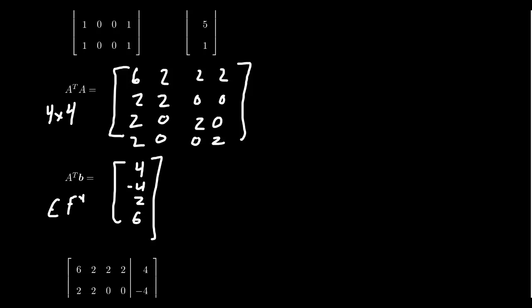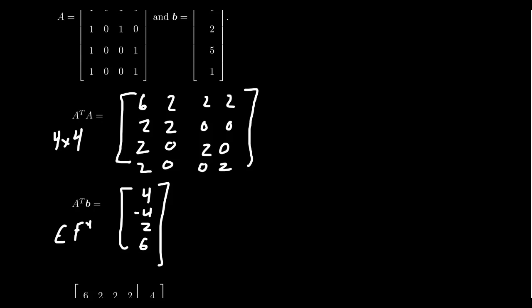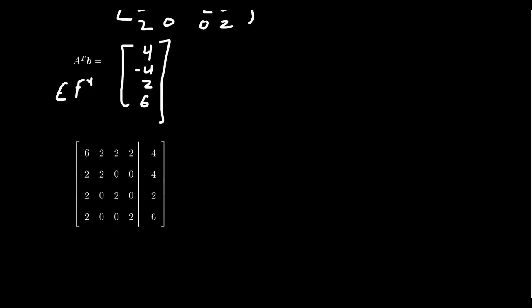Nice thing about multiplying a matrix by the transpose matrix, like A transpose A, is that you take all the possible dot products of columns of A together, and A transpose B is just all the possible dot products of columns of A with the vector B. And so to solve this system, we have to augment the matrix. So here we have A transpose A, augment A transpose B.